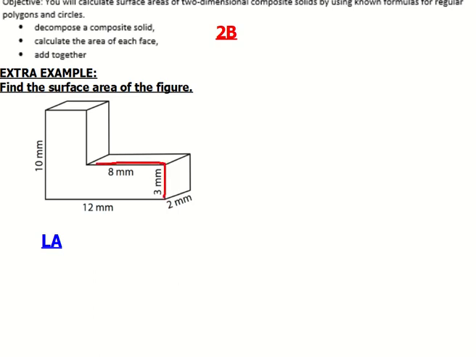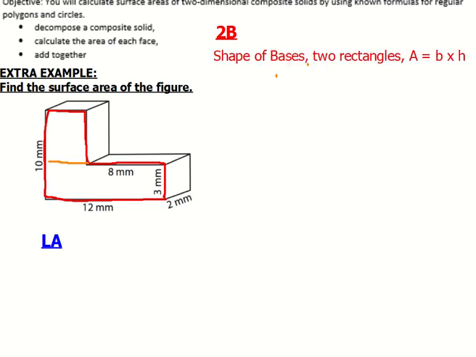So I'm going to trace the front. Here's the front. That front face is actually an irregular figure. It's a composite figure. It's made up of two rectangles. What I could do is separate them right here so you see the two rectangles. We're going to use base times height for both of those.